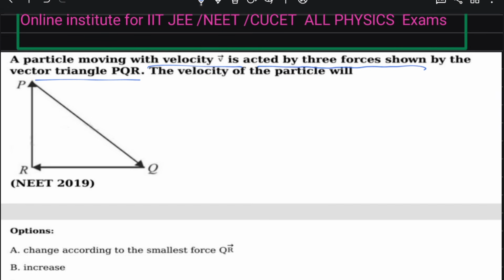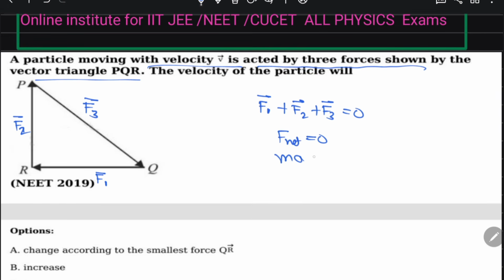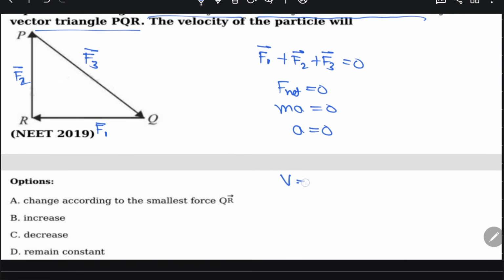So the velocity of the particle, here you see the triangle. This is F1 vector, this is F2 vector, and this is F3 vector. All are in the same direction. F1 vector plus F2 vector plus F3 vector is equal to 0, so the net force is going to be 0. Mass times acceleration means acceleration is 0, which means velocity is constant.